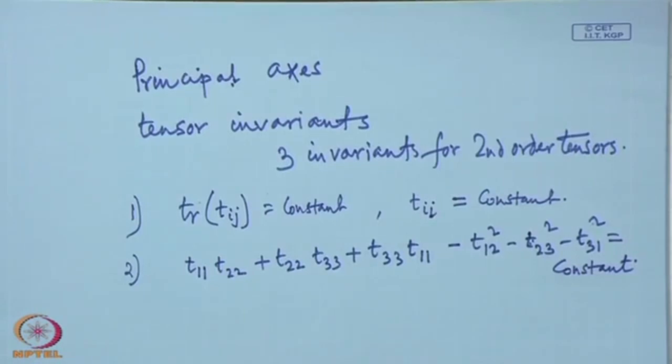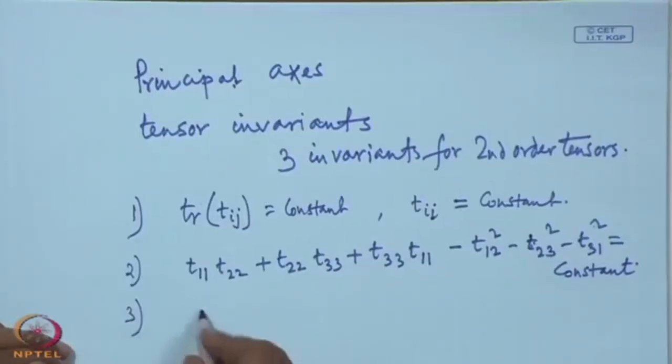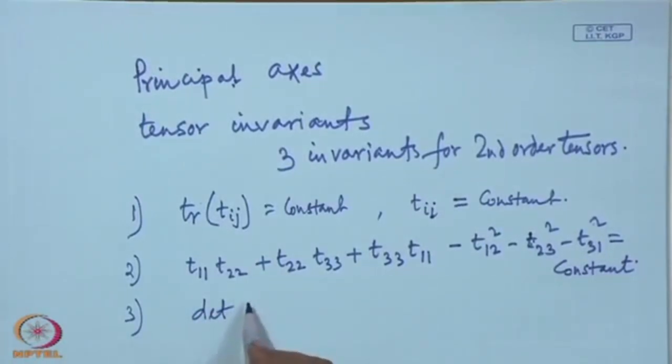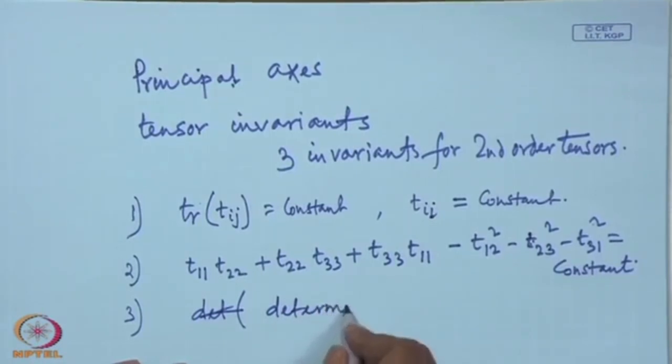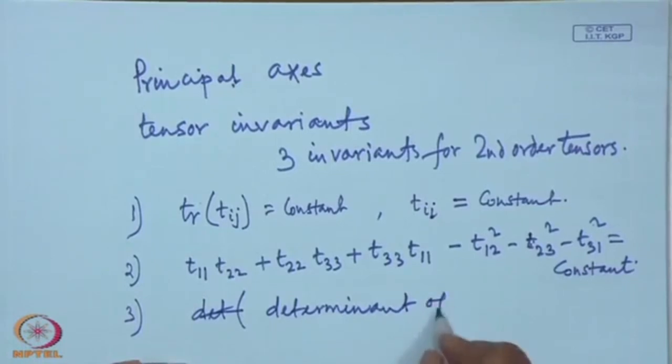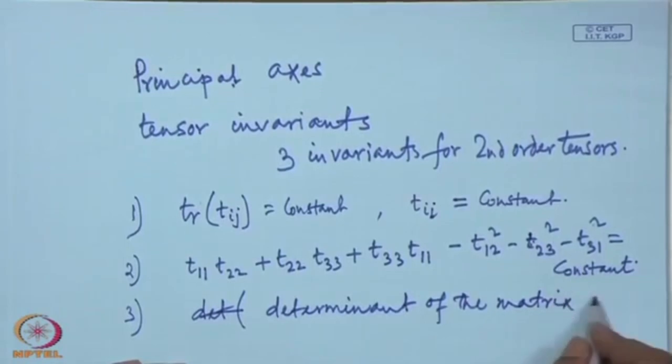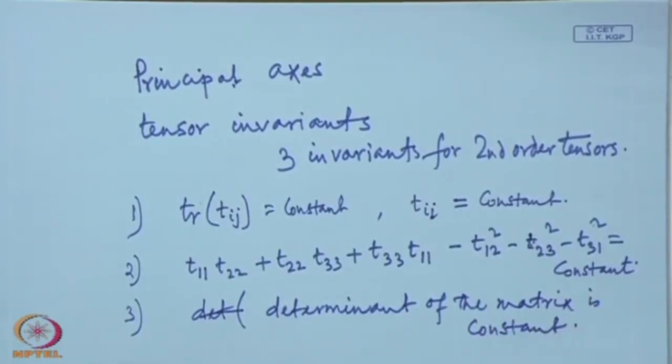This is true for any tensor, not only the stress tensor, any other tensor like moment of inertia tensor or strain tensor or any other tensor which you may come across, it is true for all of them. Whenever it is a second order tensor, there are three invariants, and the third is the determinant of the matrix formed by T i j. Let us simply call it determinant instead of writing by any notation, because we are not going to use it. Determinant of the matrix is also constant. This is the third invariant. So, if you have any tensor, these are the three invariants of the tensor.